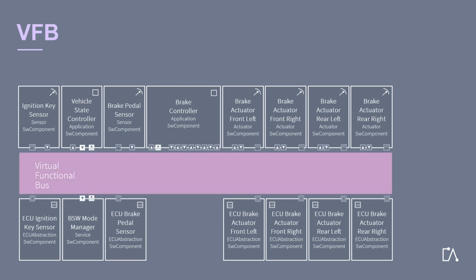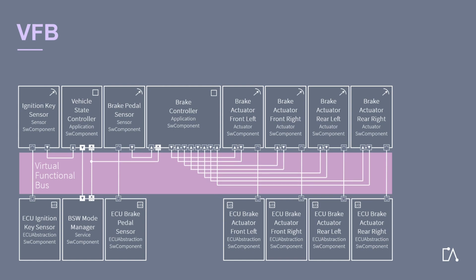All of the software components have ports and port interfaces, so they can communicate with other components. Those ports are connected via assembly software connectors. Now we already know the most important words of this topic.